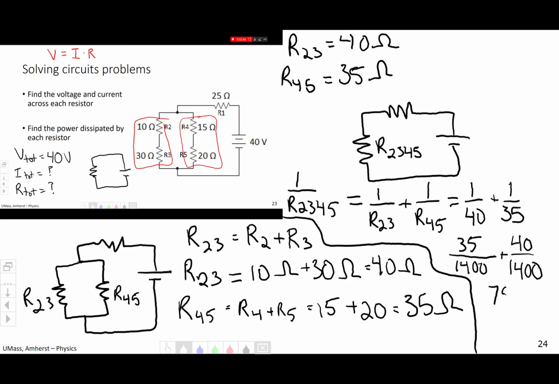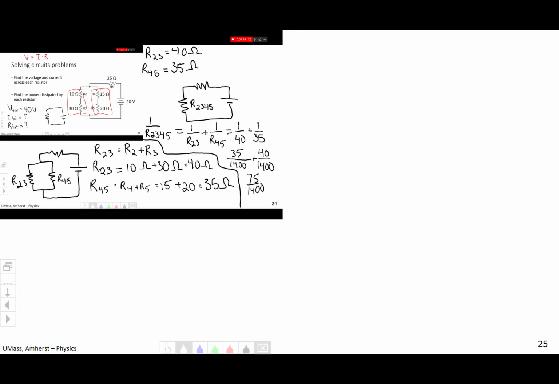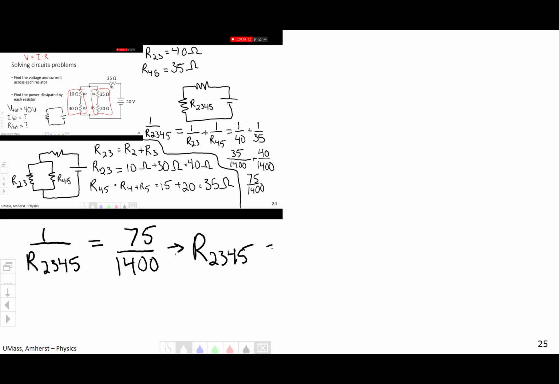And that is 75 over 1400. Running out of space. So what have we found? We have found that 1 over R2,3,4,5 is equal to 75 over 1400, which means if we take the inverse of both of those, R2,3,4,5 is equal to 18.66 repeating ohms. And let's just do a quick sanity check.